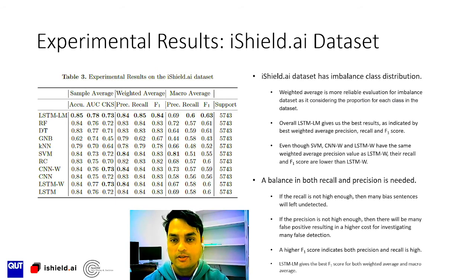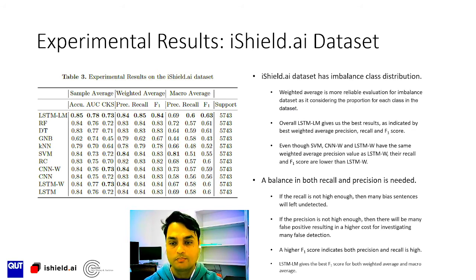We saw that the iShield.ai dataset has an imbalanced class distribution. Weighted average is a more reliable evaluation for an imbalanced dataset, as it considers the proportion of each class in the dataset. Overall, LSTM-LM gives us the best result because it gives us the best weighted average precision, recall, and F1 score. Even though SVM, CNN-W, and LSTM-W have the same weighted average precision value as LSTM-LM, their recall and F1 score are very low compared with LSTM-LM.